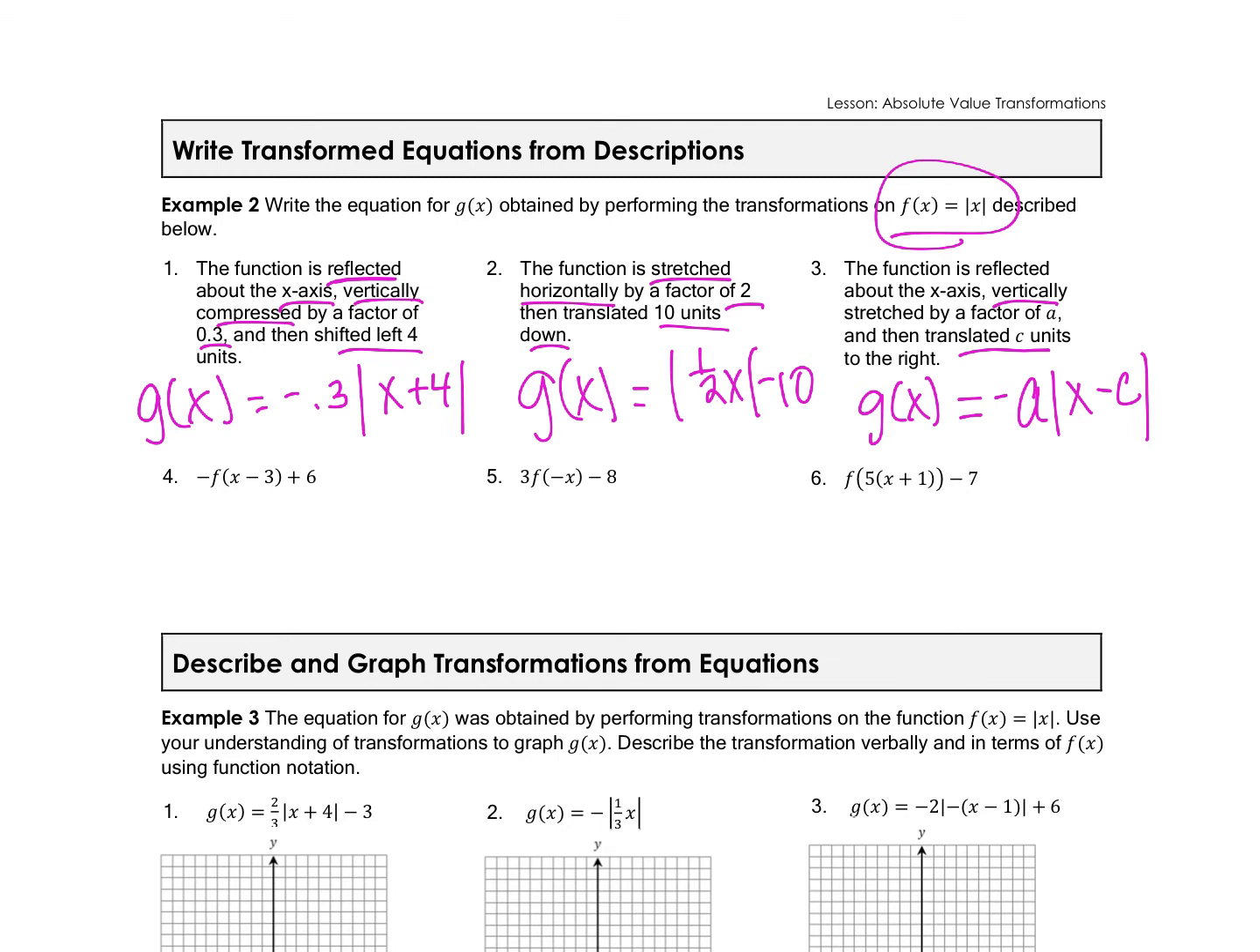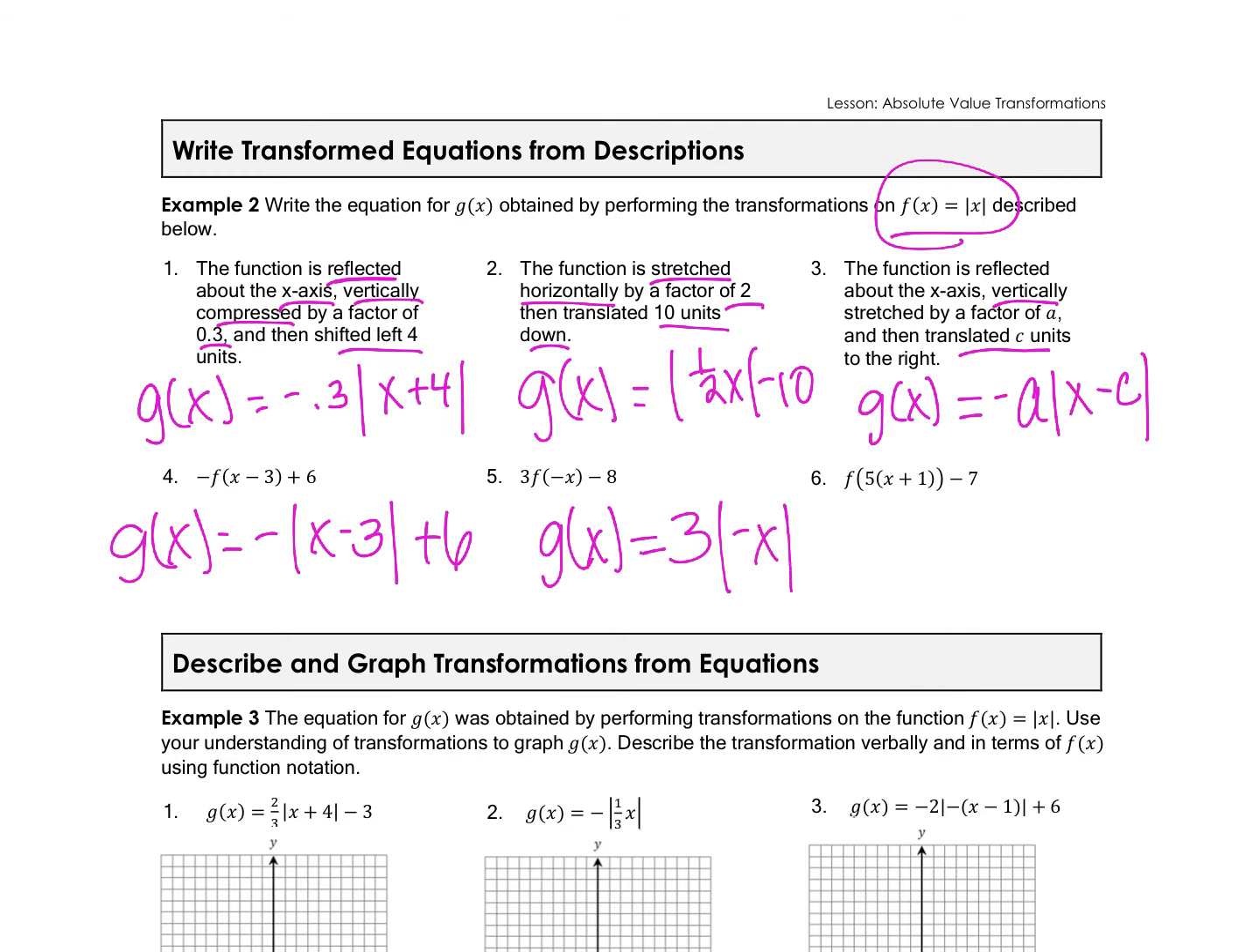Okay, so the next three, we're given function notation. We're referring back to our f, and we're going to write our function g. So the negative on the outside we put. On the inside of the bars, we do exactly what it shows us, x minus 3, and then the plus 6. So not too hard there. So given your function notation in terms of f, we're just changing it to our g function. Okay, so next one. We have the 3 on the outside. Inside the bars, we have a negative x. And then on the outside, we have the minus 8.